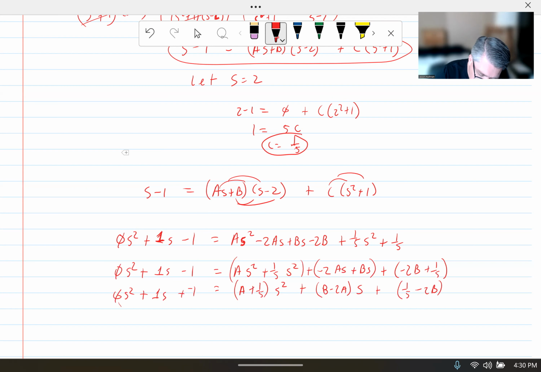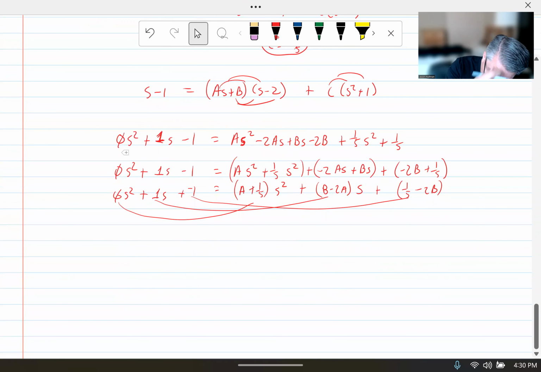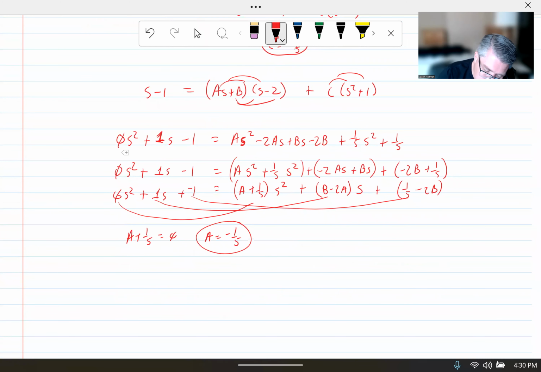Okay, but now we can see that these correspond directly to those expressions. So I know that a plus 1/5 has to equal 0. Well, that tells me that a is equal to negative 1/5. Okay, and then I can use the last term here. 1/5 minus 2b is equal to negative 1. Okay, I can use the constant term to solve for b.